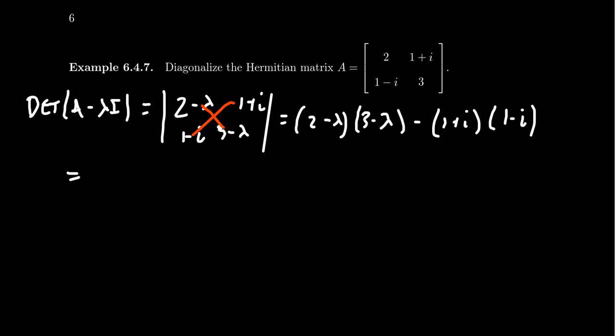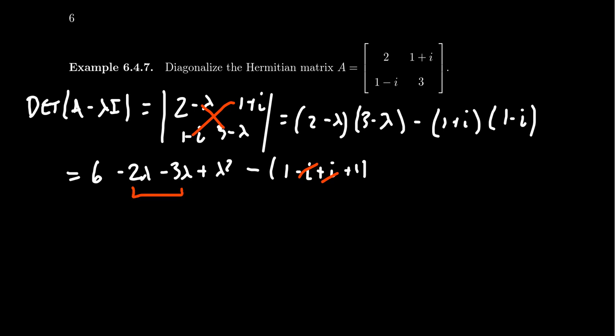So FOIL out the 2 minus lambda with the 3 minus lambda. We end up with 6, minus 2 lambda, minus 3 lambda, plus lambda squared. Do be careful with the complex arithmetic if you haven't had as much practice with that. You can FOIL that thing out, in which case you would get something like 1 minus i plus i, and then you're going to get negative i squared, which is actually plus 1, since i squared is negative 1. You'll see some combination of things like the negative i plus i, they cancel. The negative 2 lambda will combine with the negative 3 lambda. And so we end up with 6 minus 5 lambda plus lambda squared.